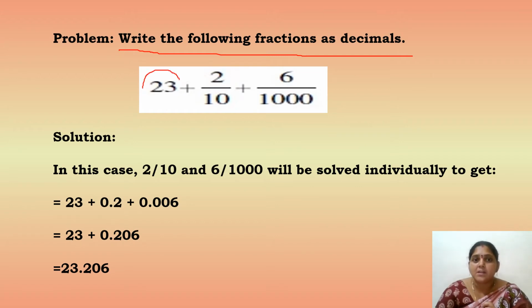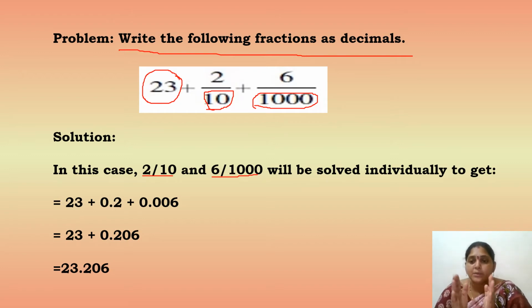Here 23 is in ones place, right? 2 by 10 means it is in the 1 by 10th place and 6 by 1000 is in the 1 by 1000th place. In this case, 2 by 10 and 6 by 1000 will be solved individually. 23 has ones and tens, so we will keep 23 aside. And what are our fraction numbers here? 2 by 10 and 6 by 1000.